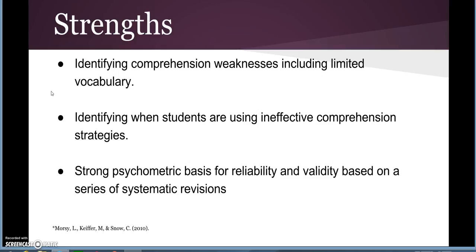Also, a strong psychometric basis for reliability and validity based on a series of systematic revisions. So it's been around for a while and it's been improved upon. And if we think about the previous one that we looked at, that dealt a lot with teacher judgment, and sometimes that can not be so reliable.